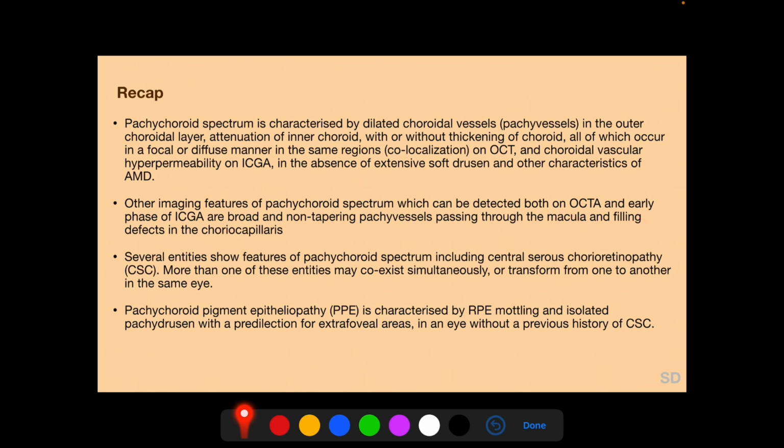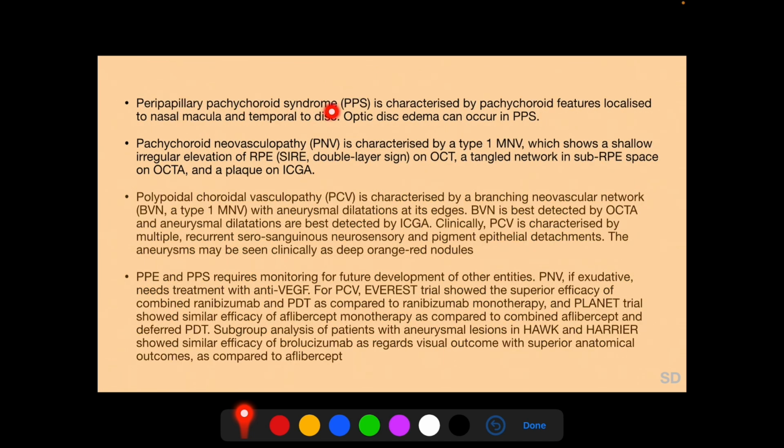Several entities show features of pachychoroid spectrum, including central serous chorioretinopathy, which we will discuss in the next session. More than one of these entities may coexist simultaneously in the same eye or transform from one to another in the same eye. Pachychoroid pigment epitheliopathy is characterized by RPE mottling and isolated pachydrusen with a predilection for extrafoveal areas in an eye without a previous history of CSC. Peripapillary pachychoroid syndrome is characterized by pachychoroid features localized to nasal macula and temporal to disc. Optic disc edema can occur in PPS.